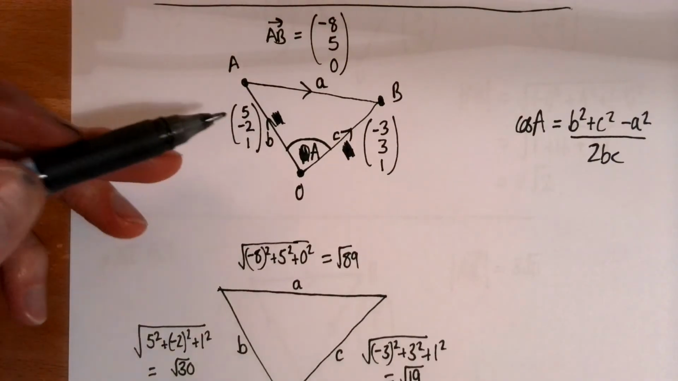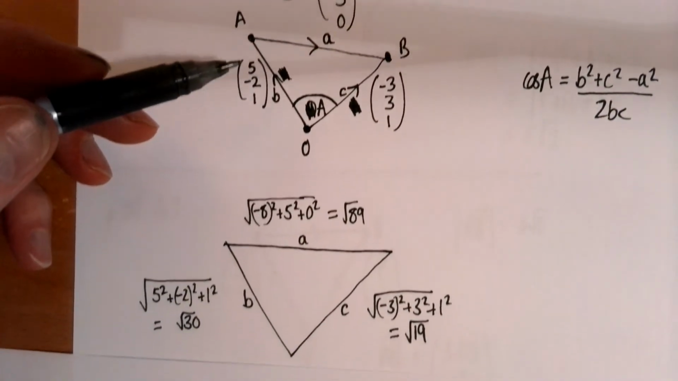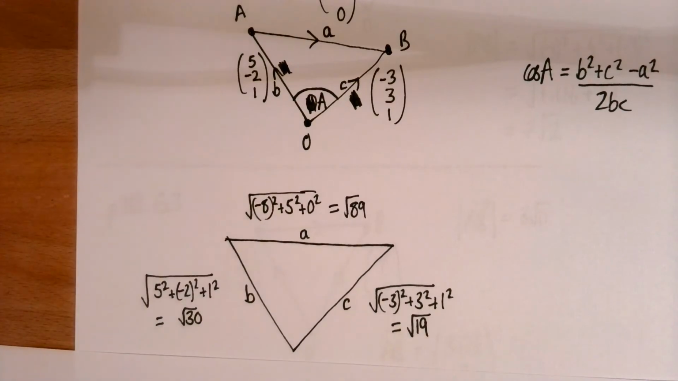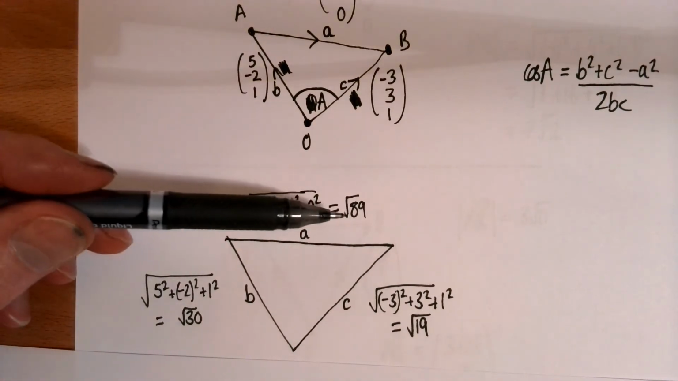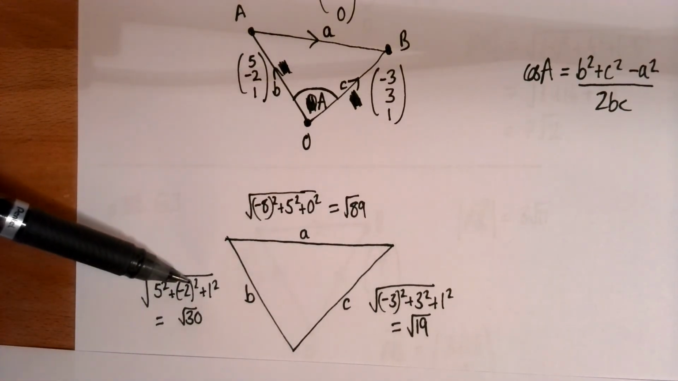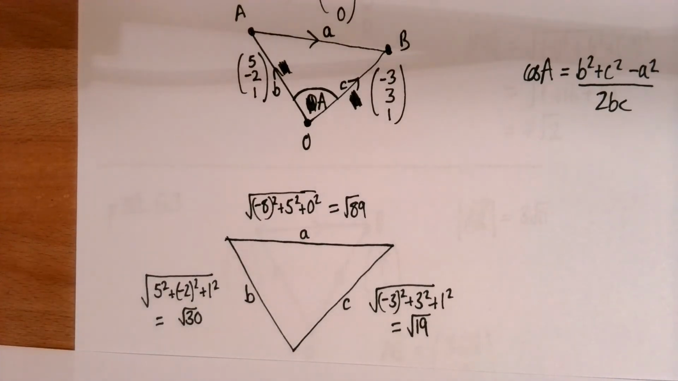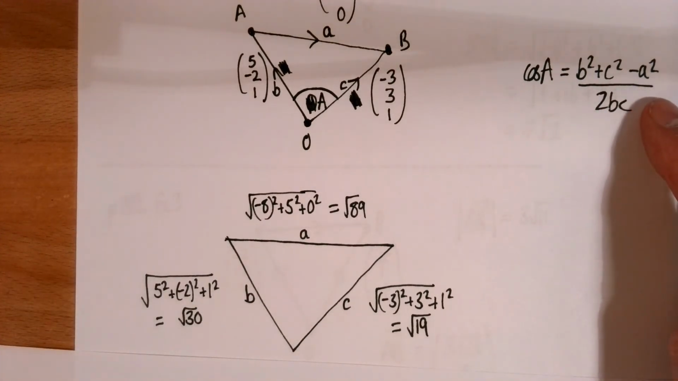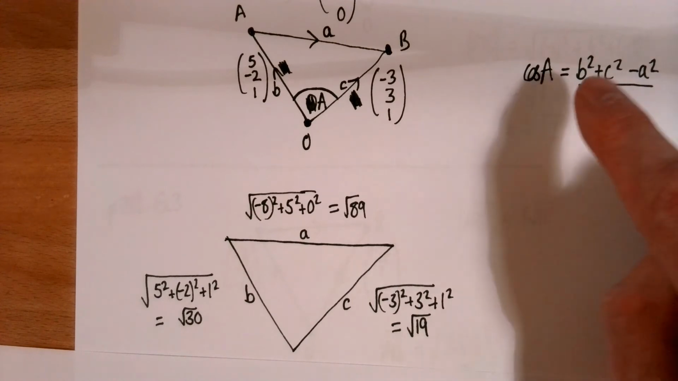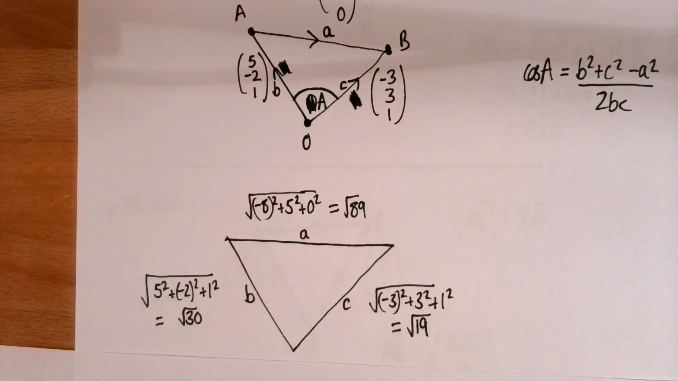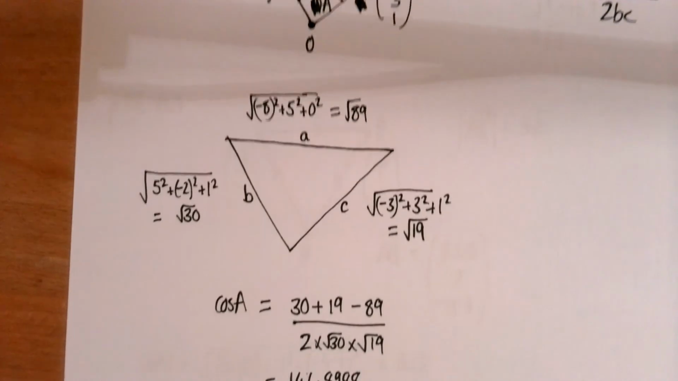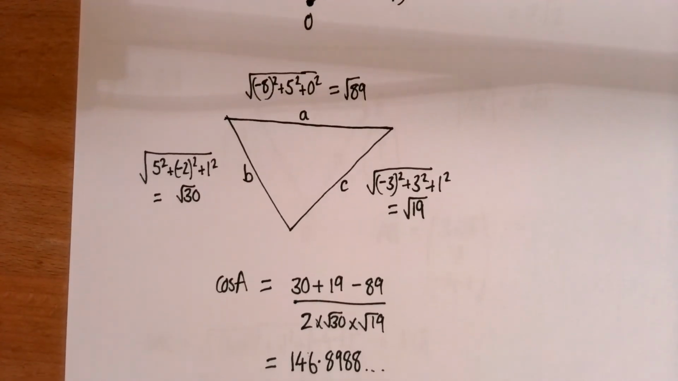Okay, so this is where we were. So hopefully you agree with me that the three lengths are root 89, root 30 and root 19. And of course the nice thing about the rearranged cosine rule is that it uses b squared, c squared and a squared in the numerator. So when I plug the values we've got in, I get that.